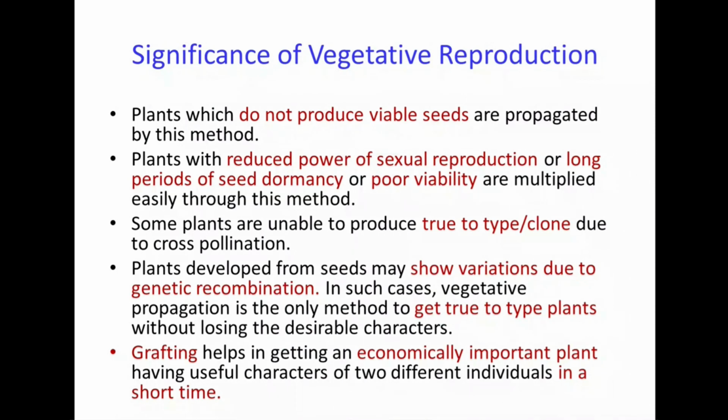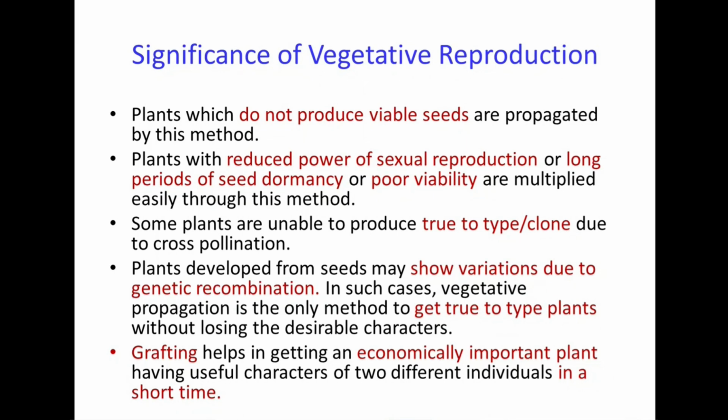Then what is the significance of vegetative reproduction? Sometimes the plant does not produce viable seeds. You may have heard that sometimes even if plants produce seeds, if you plant those seeds, they may not germinate. In those cases, this is a very useful technique because seeds are not required. And some plants, in sexual reproduction, may not produce proper pollen grains, proper egg, pistil and pollen. In those cases, vegetative propagation is actually the best method.